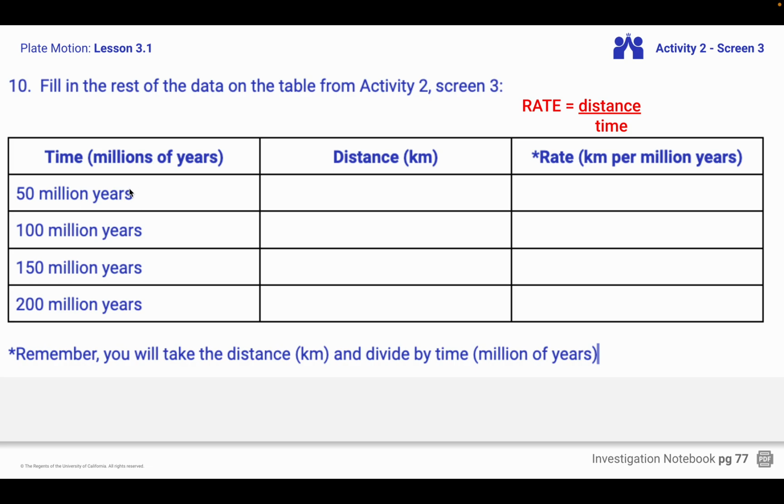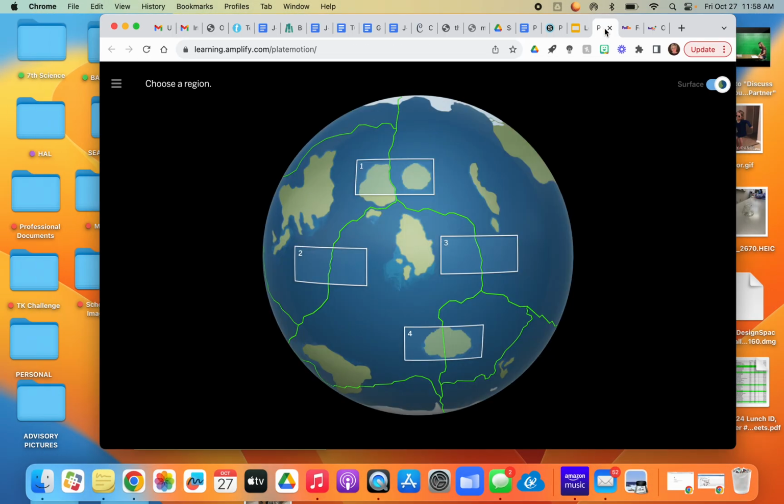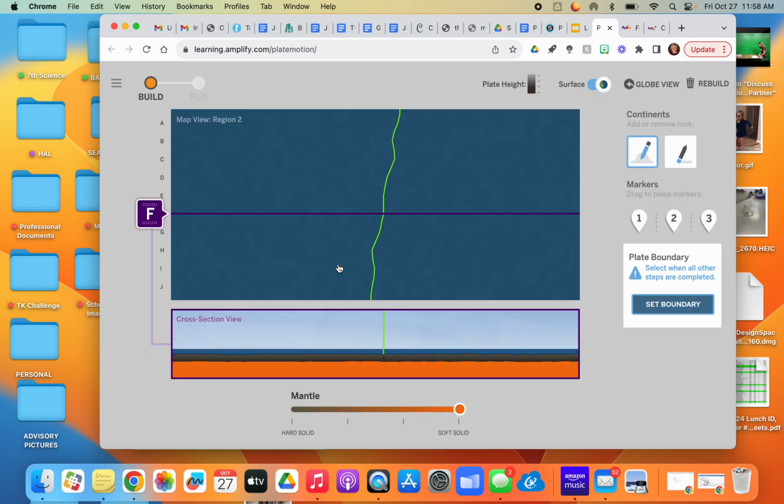So go ahead and in this first row, put 50, then 100, 150, and 200. Then we're going to record the distance between two markers. And then we've got everything that we need to find rate, which is distance divided by time. I'll just demonstrate it for you. So go into the sim, you're going to go into region 2.